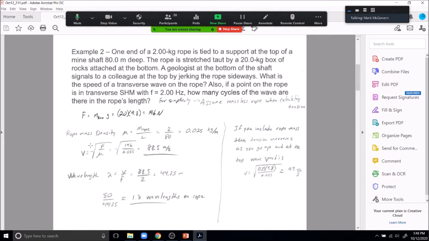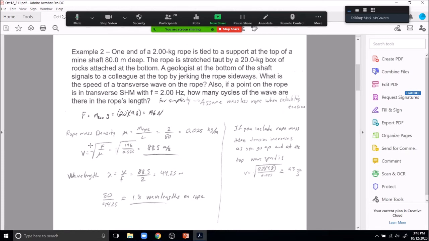And so what I'll actually do is we can go back through this and try to determine how we would incorporate this if we wanted to include the mass of the rope. But it was so small that I initially did not do it. But it's nice to go back through the calculations and try to figure out how things might change. So that's good. All right, so based on just the mass of the box of rocks alone, we end up with a tension of 196 newtons. That's 20 times 9.8.